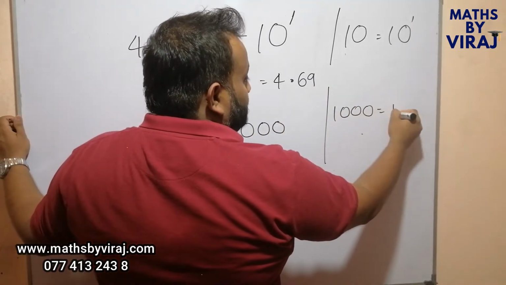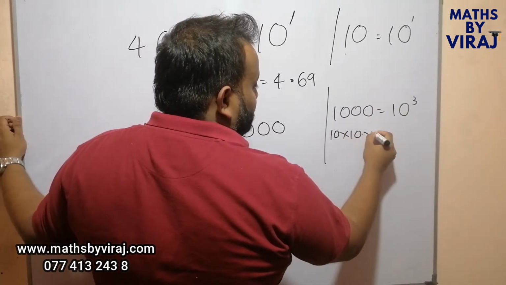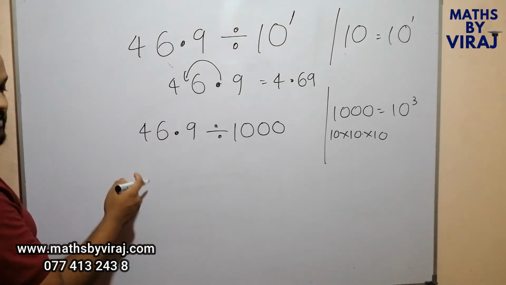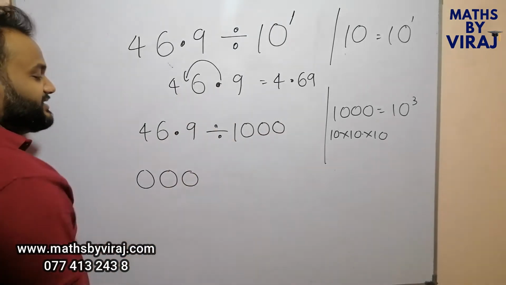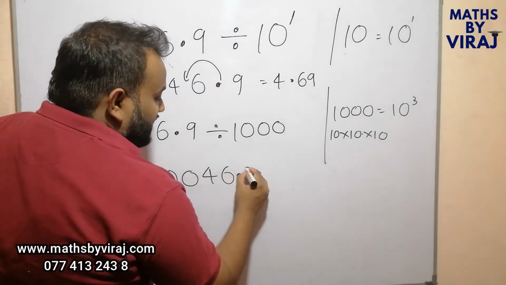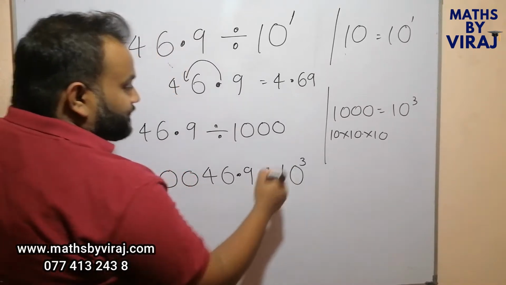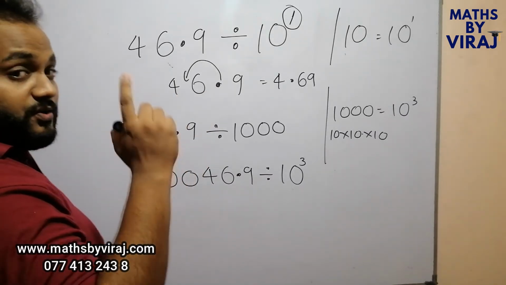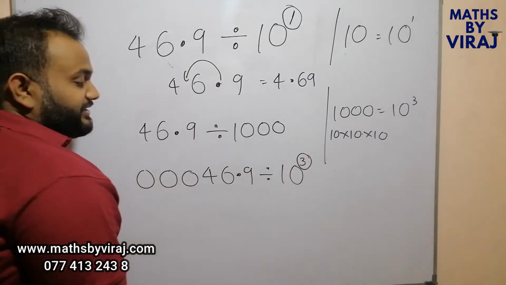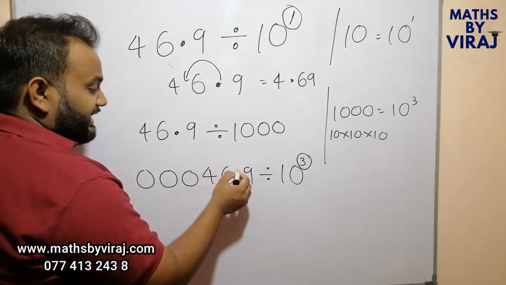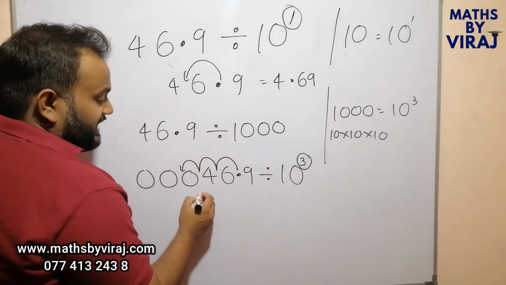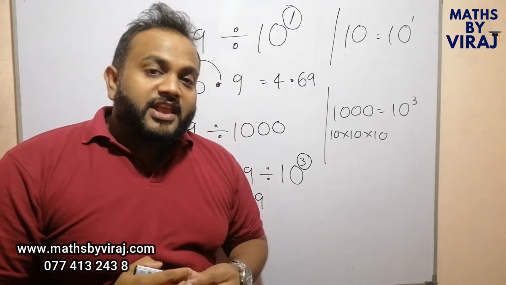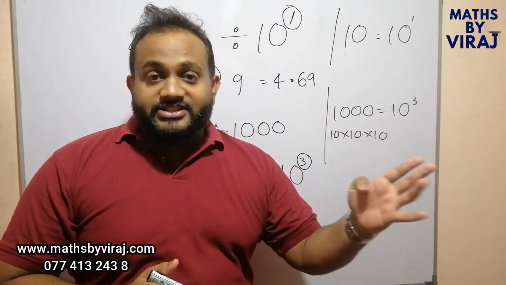Further, if you look at the same example, and if I divide this by 1000, now we know that 1000 is 10 to the power 3. That is 10 multiplied by itself 3 times, you get the answer as 10 to the power 3. Look at that. Now you don't have enough numbers. So what are we going to do? We are just going to put a couple of zeros in front and write 46.9 divided by 10 to the power 3. In the previous instance, it was 10 to the power 1. Therefore, the decimal point jumps only once. This time, it is 10 to the power 3. Therefore, the decimal point is going to jump how many times? 3 times. And what is the direction? Towards the left. Giving us a final answer 0.0469.